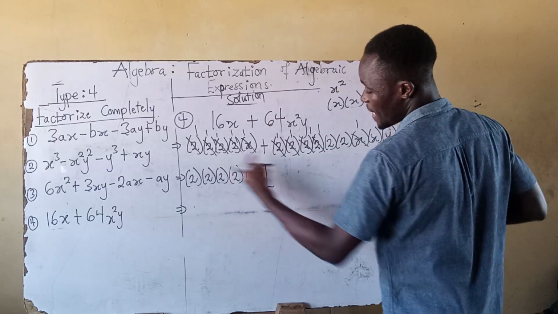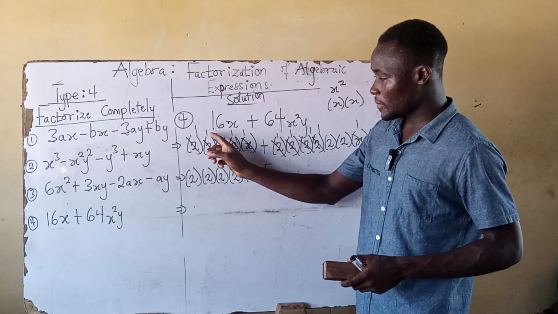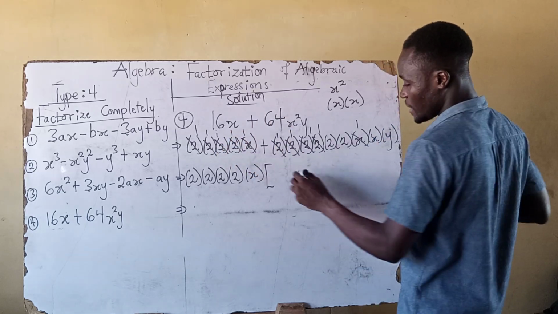Now come to this side. What do I have left? Yeah, there's something left over there. It's left with 1, 1. So let me multiply. 1 times 1 is 1 times 1 is 1 times 1 is 1 times 1 is 1. So I have 1 left over there.